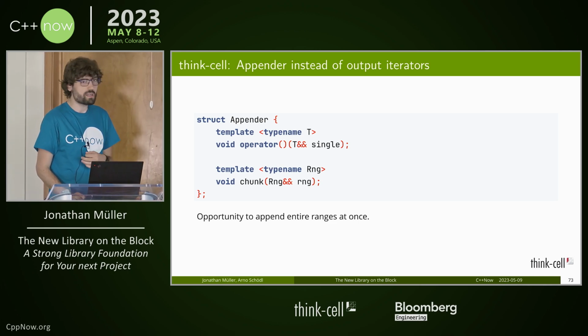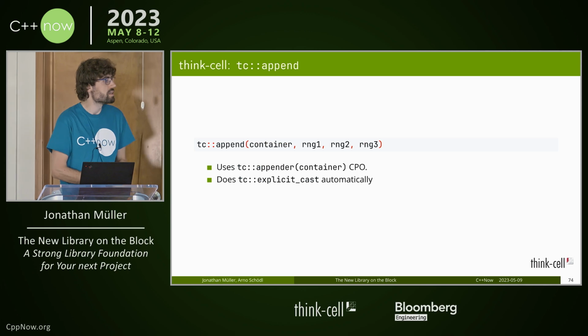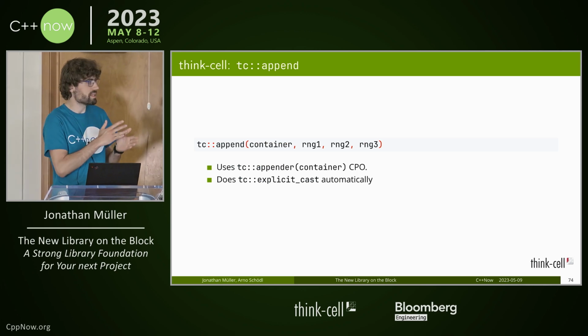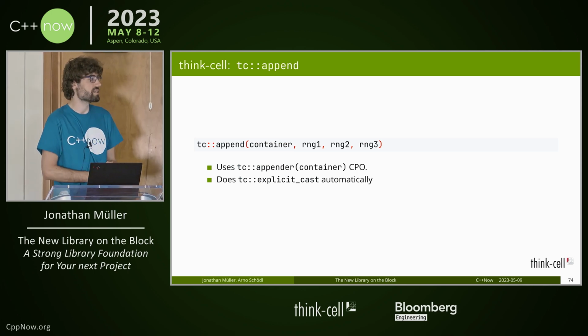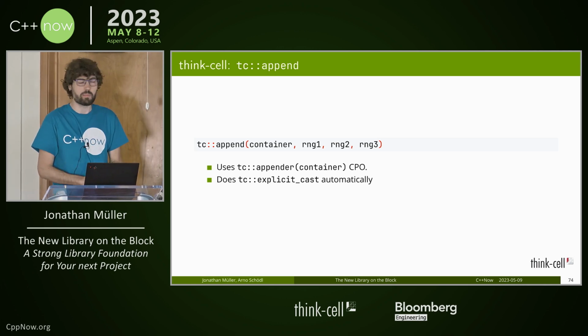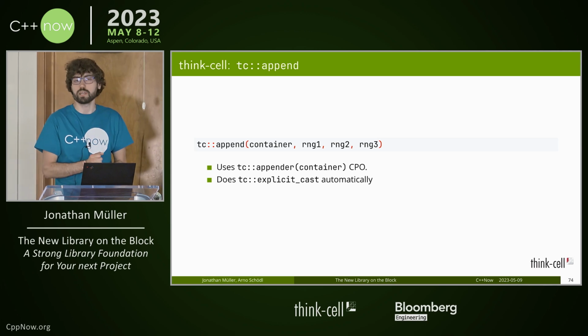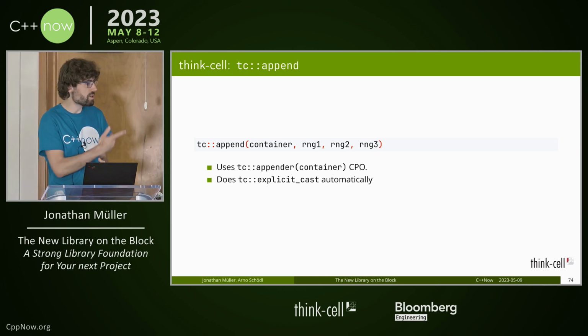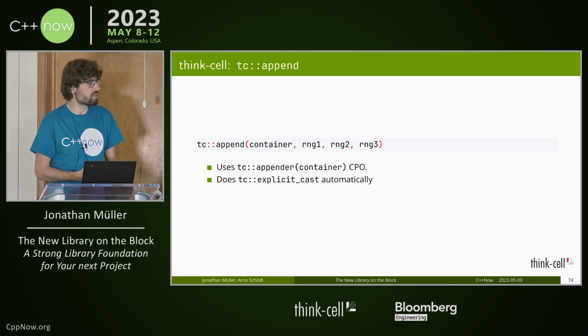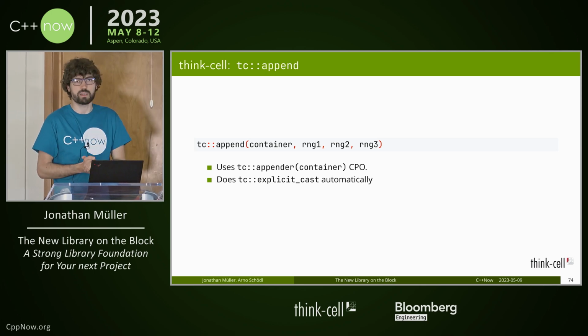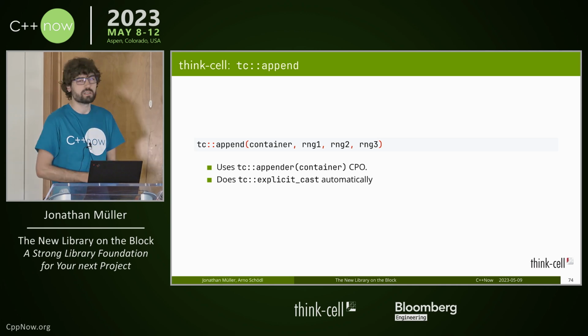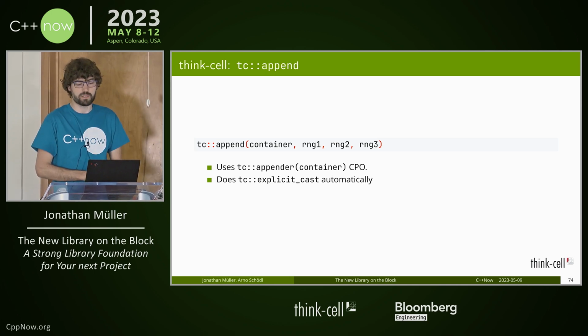So instead of copy with an output iterator, we use tc::append. tc::append can append multiple ranges to a container using the appender interface. It will call a customization point object to get an appender and then append each individual range using the appender. And as a bonus, it does explicit cast automatically. So if you have, for example, a vector of string, and you want to append a range of something that can be converted to strings, it will just work because it calls explicit cast automatically.